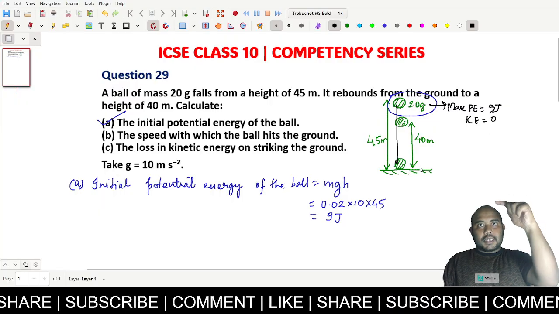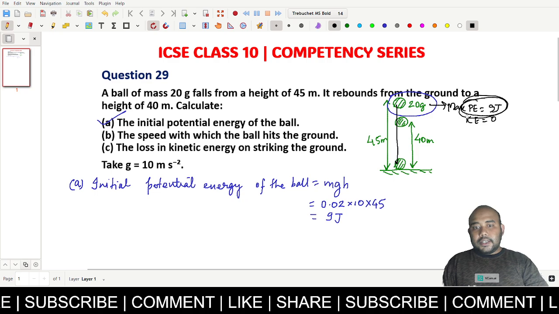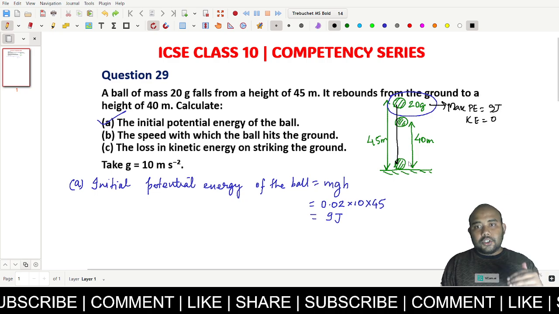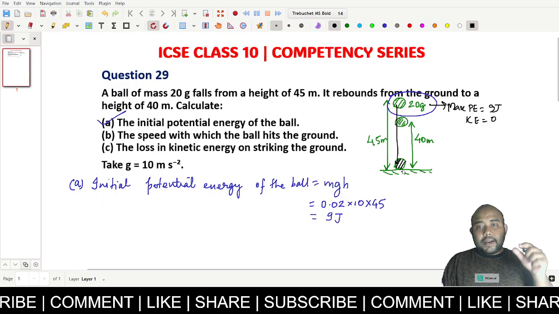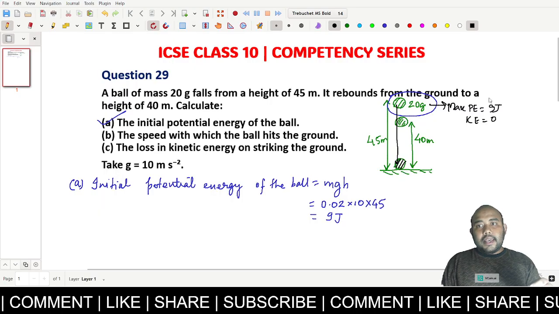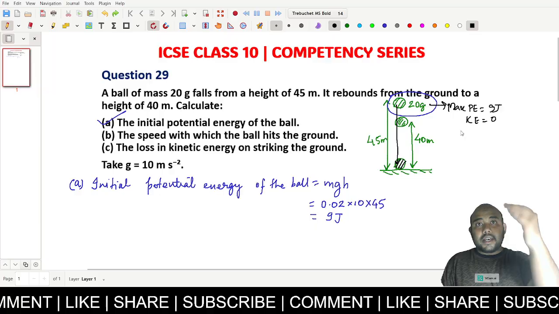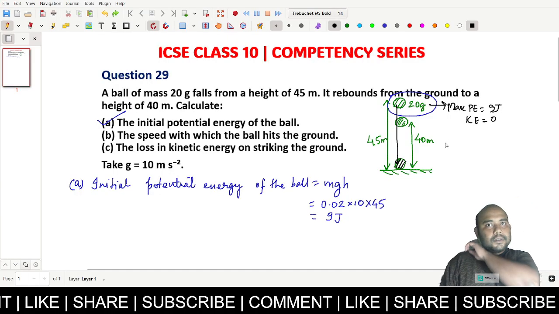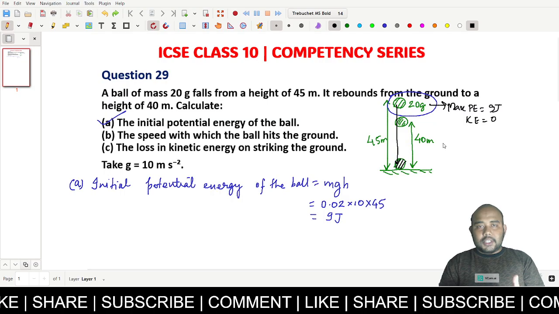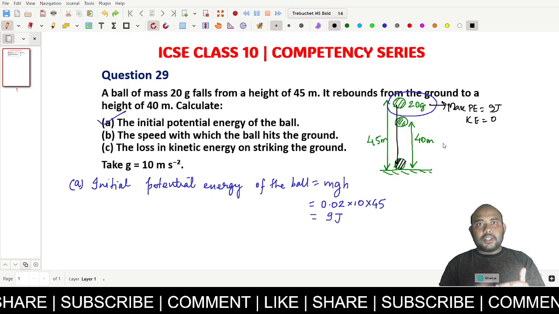Now when the ball starts falling, this potential energy starts converting into kinetic energy. And when the ball finally reaches the ground, the entire potential energy, which was 9 joule, got converted to kinetic energy. It has just hit the ground and the entire potential energy has converted to kinetic energy.